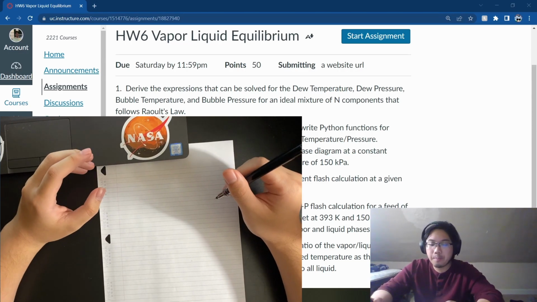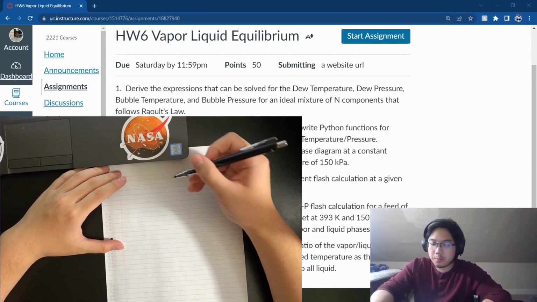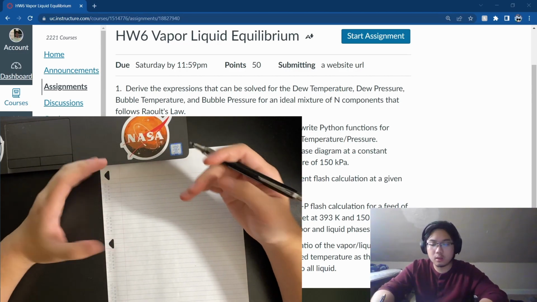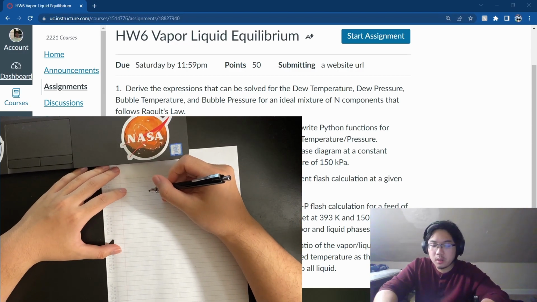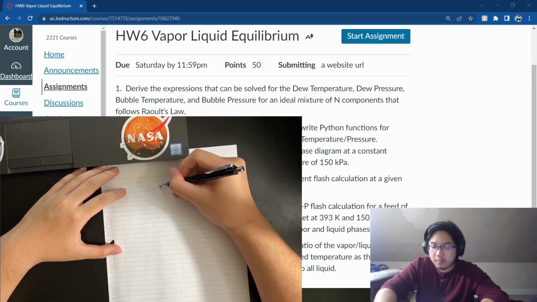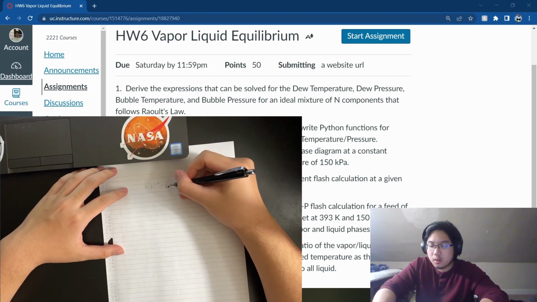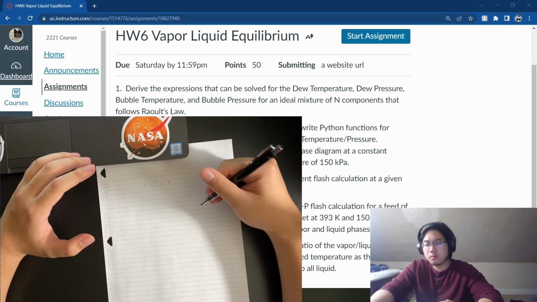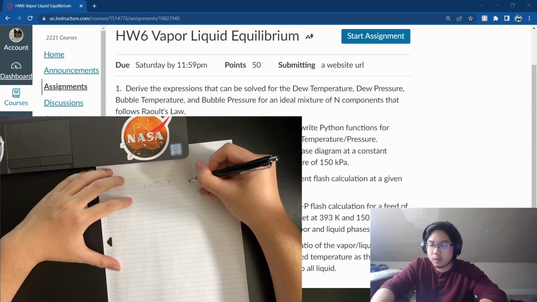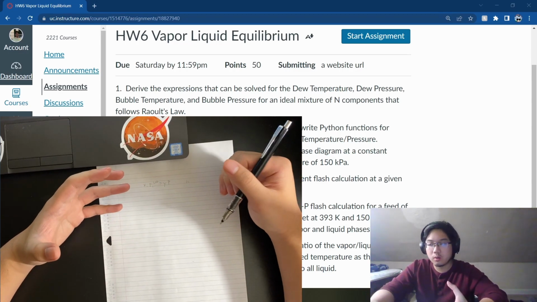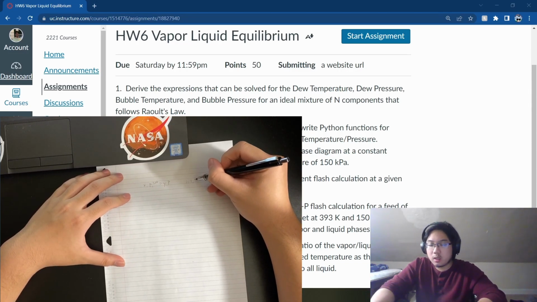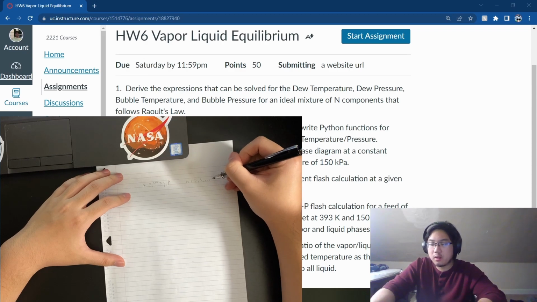To start off, what is Raoult's law, right? I'll write it out, and afterwards I'll explain what each term actually means. We have xi multiplied by pi sat, and that's equal to yi times p. And so what does every term mean? Firstly, i is simply the number or the component that we're dealing with. So i could be any number up to your nth component.